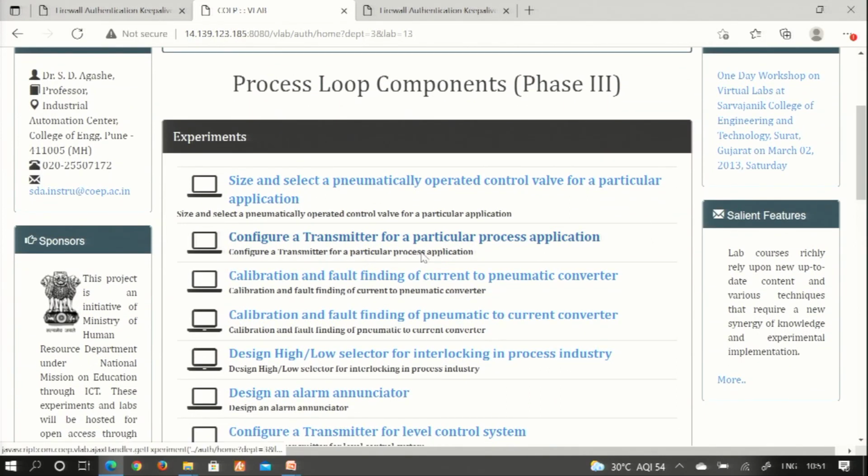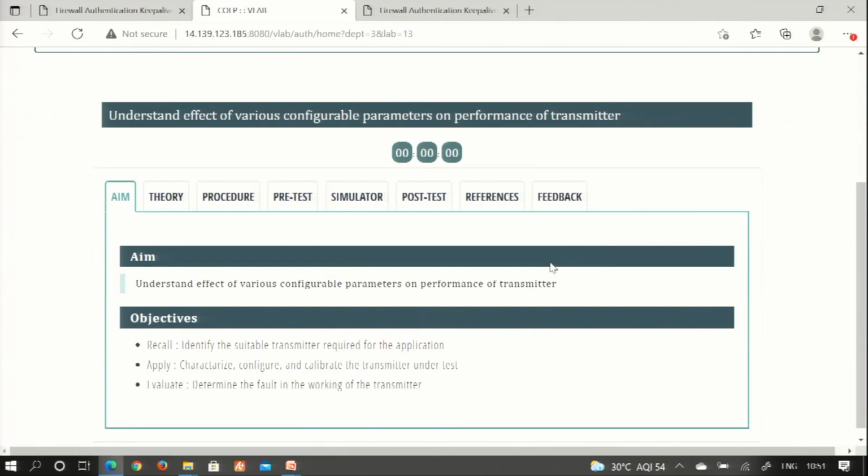So, this experiment is to configure a transmitter for a particular process application. If you click here, then the experiment would start, in which there are various tabs available for you, and using each tab, what is expected is that a student should read what is available there. And the beauty of this is, if you can see here, you will find that the timer is on. Now, the meaning of the timer is how much time that student has spent on each tab.